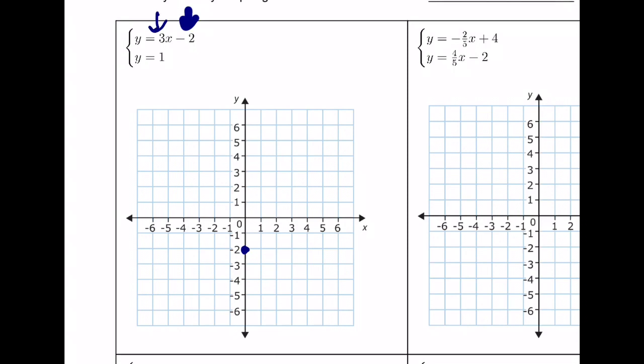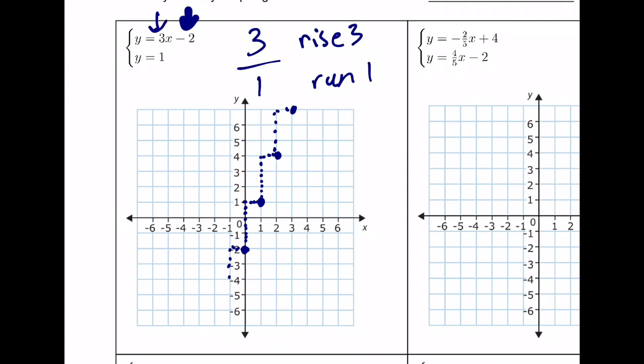Next up, we look at our m. That's a positive 3. So if we turn that into a fraction, 3 over 1, this means that we rise 3 and run 1. So from this point, we're going to rise up 3 and run over 1. And since I don't have a ruler, I'm just going to do it a few more times. And that's what our line is going to look like.